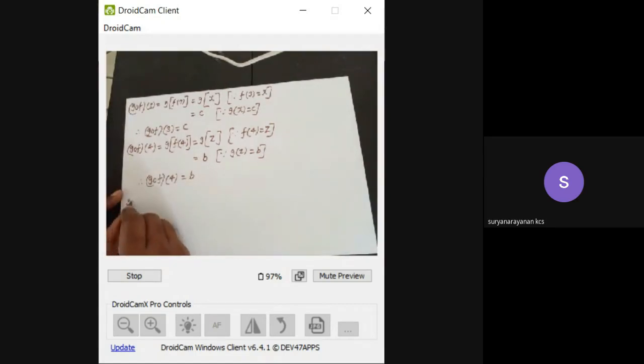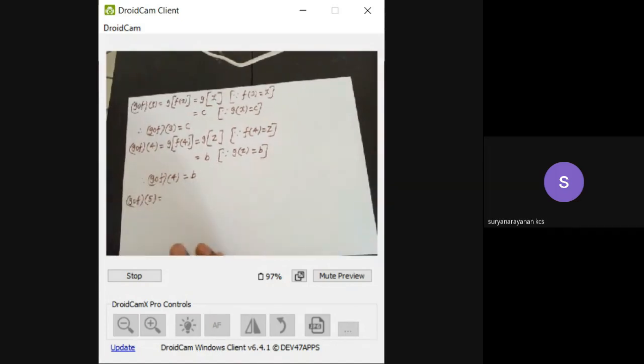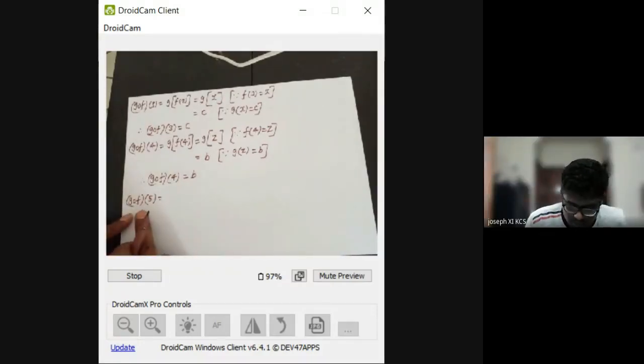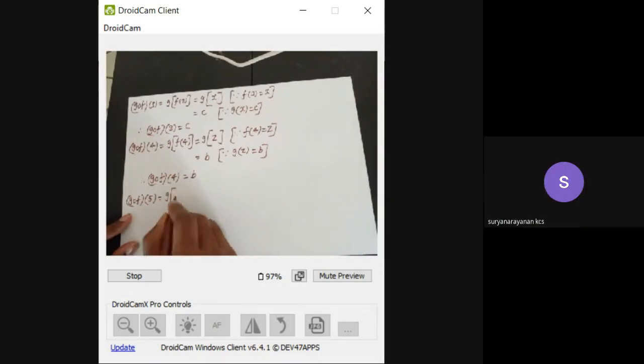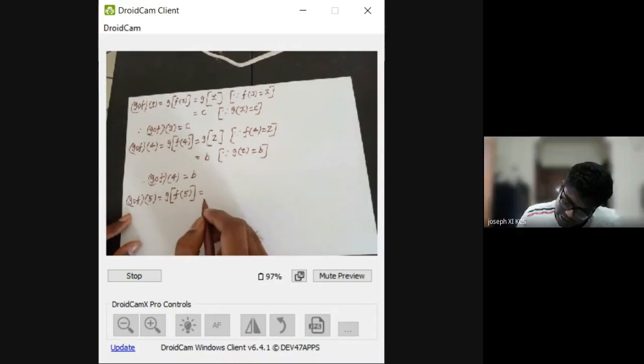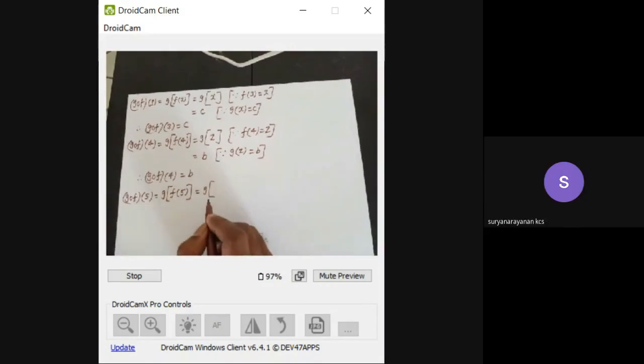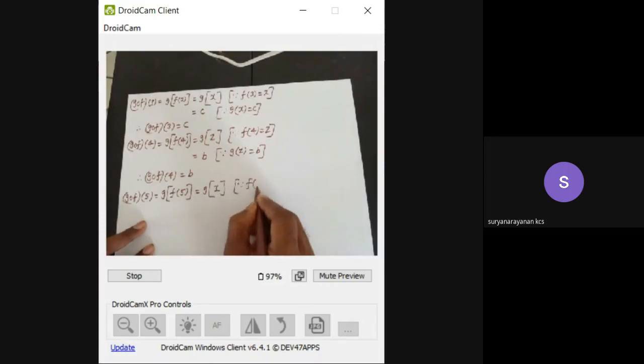And the last element, who will tell the value of this G circle f of 5? Who will tell? Sir, I will say, sir. Okay, my dear Joseph. Okay, sir. G of f of 5, very good. Sir, it's equal to G of X, sir. What is f of 5? X. Yes, sir. F of 5 value is X, because f of 5 is equal to X.